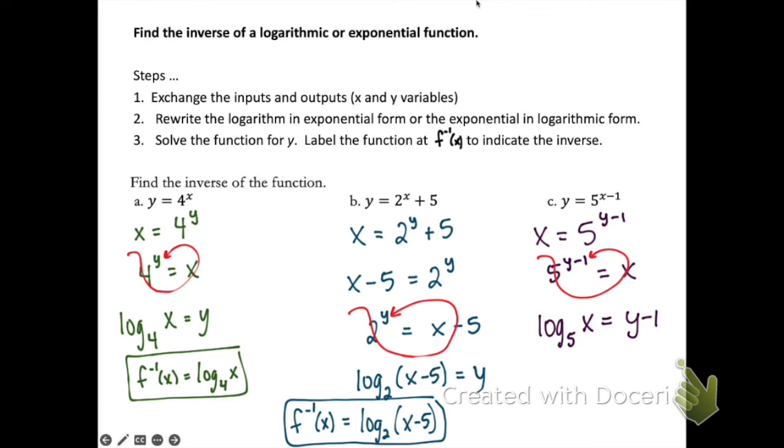Remember, I'm solving for y, so my last step is going to be to add the 1 over. And then I'm going to replace y with f inverse of x. And for the sake of space here, since I'm running into my little icon, I'm just going to erase that and put f inverse of x. And there's your final answer.